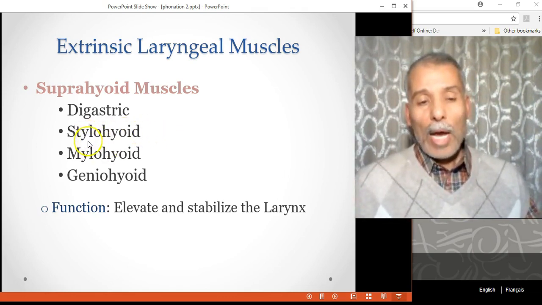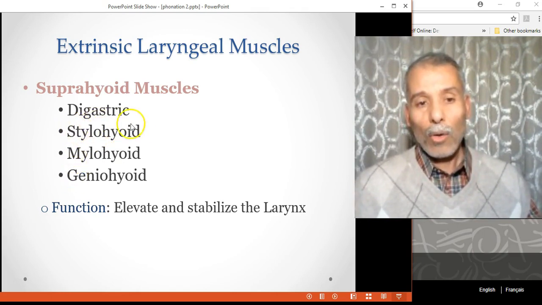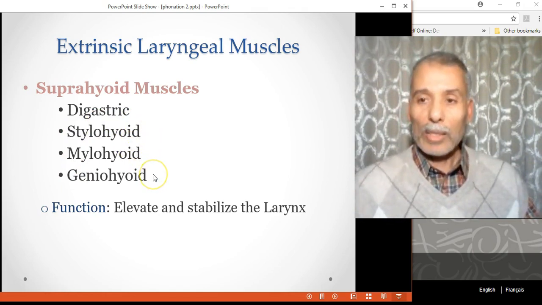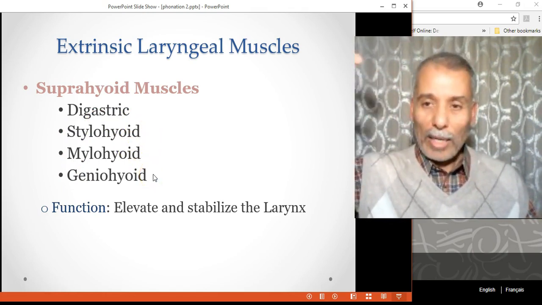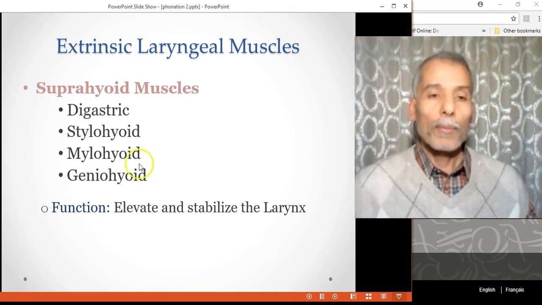So as you notice now, you have the clue: SMG, all of these three muscles end with hyoid. That means they all originate somewhere else and insert onto the hyoid.